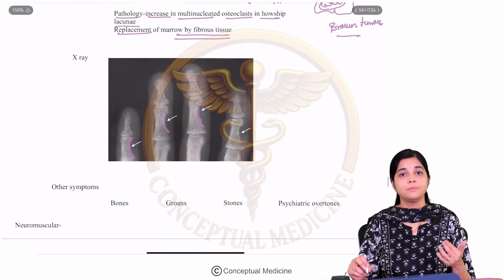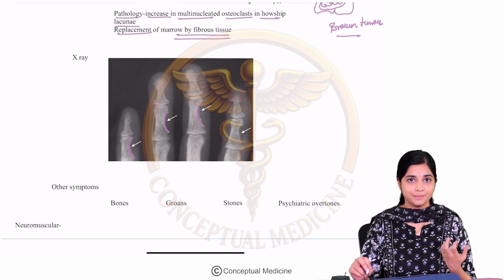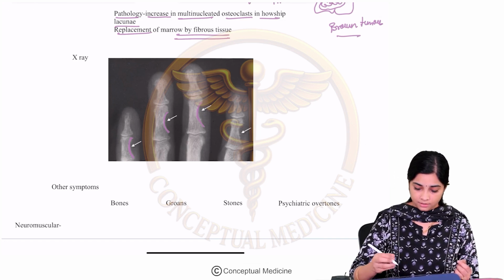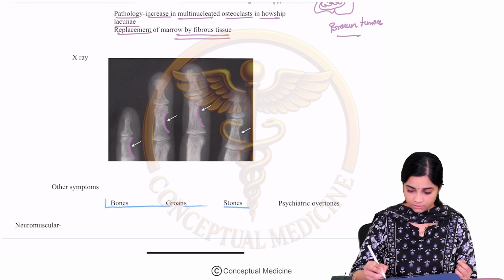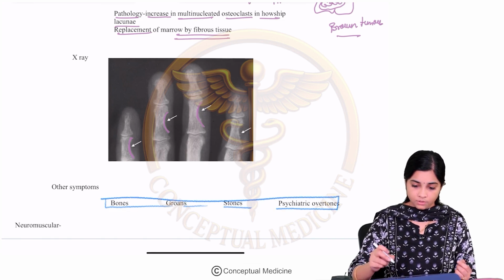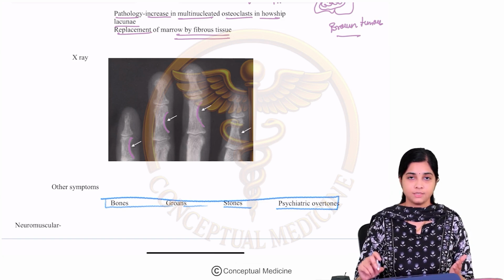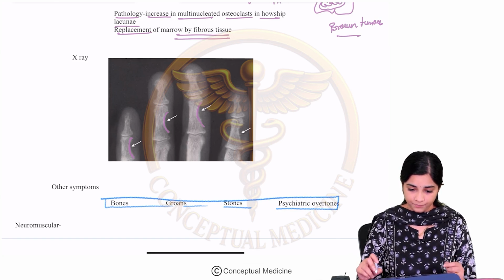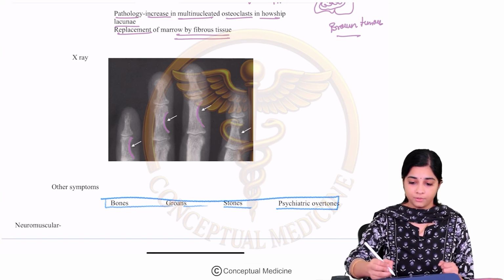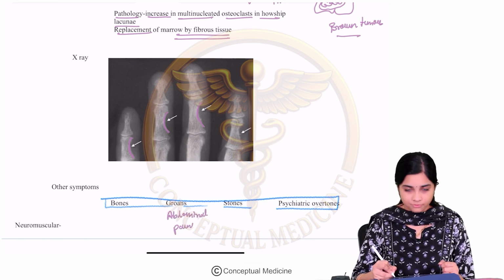Apart from that, there will be other symptoms mainly because of hypercalcemia. This can be remembered with the help of this mnemonic: bones, groans, stones, psychiatric overtones. Bones we already know. Just now we have seen you can have osteitis fibrosa cystica, or high bone turnover disease. Then you can have groans. Why? Because they will have abdominal pain and other bony pains as well. So you can have groans because of that.